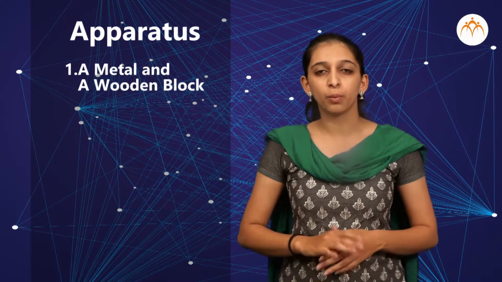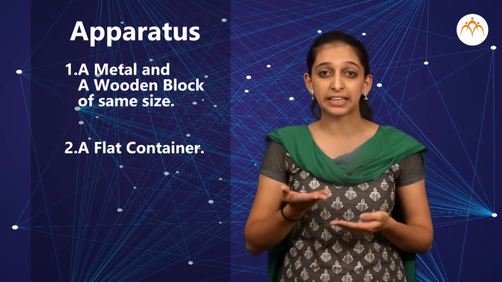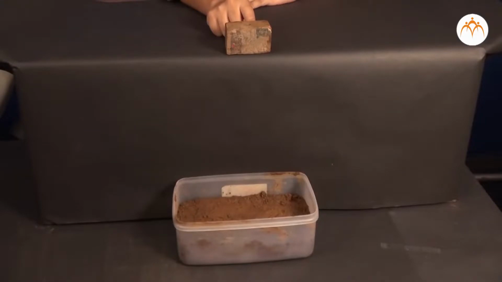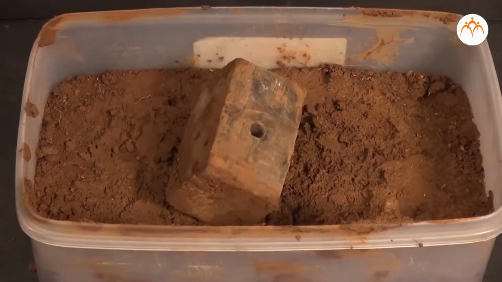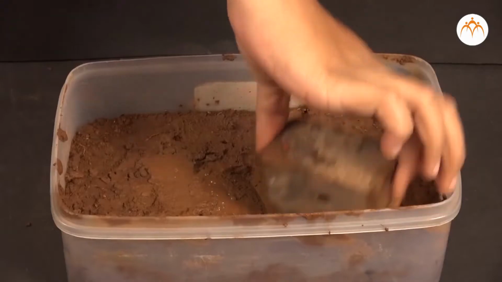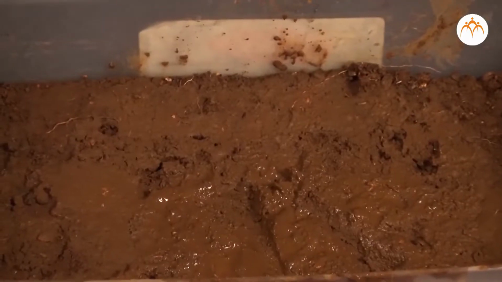The apparatus required for the second experiment are a metal and a wooden block of the same size, a flat container, soil and water. First, mix soil and water in the flat container. Keep this container near the legs of the table. Now push the wooden and metal blocks of the same size in such a way that they fall into the flat container. Now observe the impressions created by the blocks in the soil mixture.